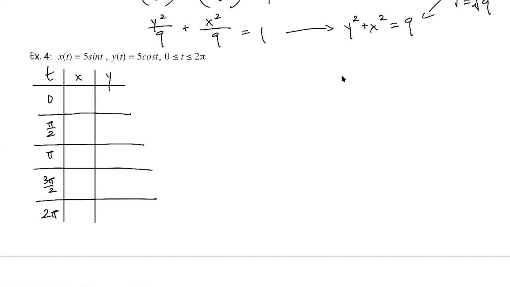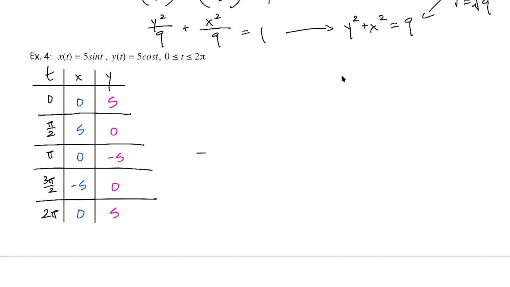So when I plug in 0 into the x equation, what value do I get? 0. Good. So for the x's, I believe we get 0, 5, 0, -5, 0. Whereas for the y values, when I plug in 0, because it's cosine, I'm actually going to start at 5, go down to 0, -5, 0, and 5. Okay?